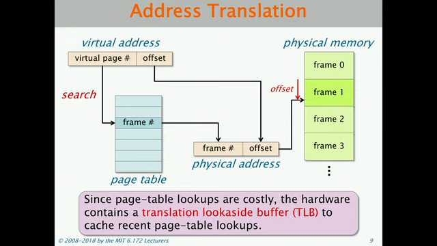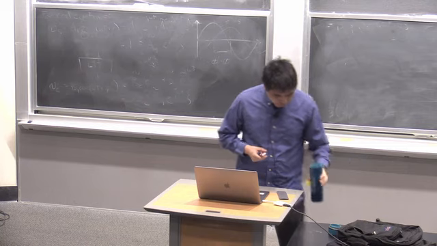Most modern machines actually have an optimization that allows you to do TLB access in parallel with the L1 cache access. The L1 cache actually uses virtual addresses instead of physical addresses, and this reduces the latency of a memory access. So that's a brief review of address translation.